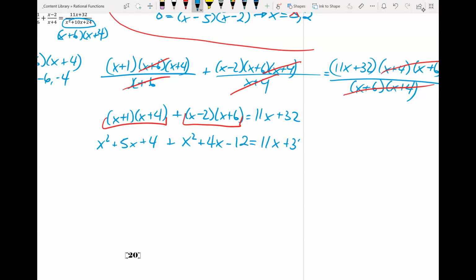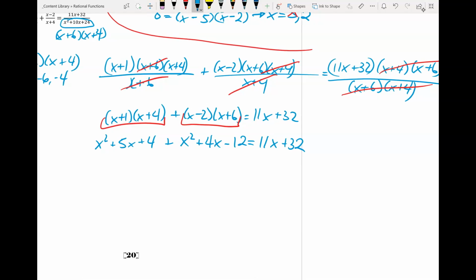And then now we want to collect our like terms. So we have x squared plus x squared, that's 2x squared. 5x plus 4x is 9x. 4 minus 12 is negative 8. And then we're going to get this all on one side. So we have 9x minus 11x is negative 2x. And negative 8 minus 32 is negative 40.